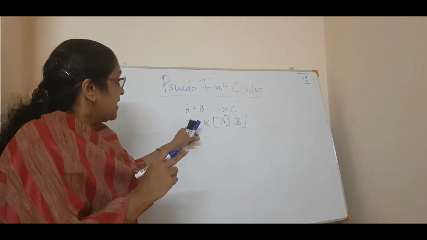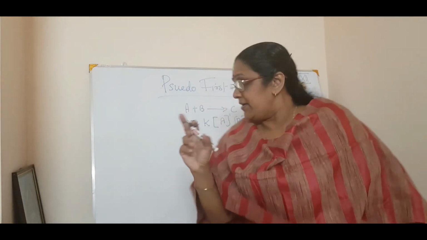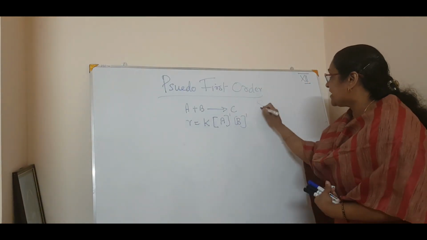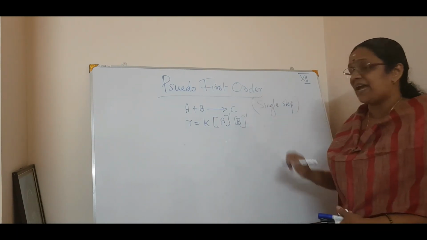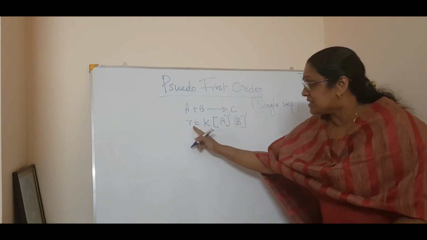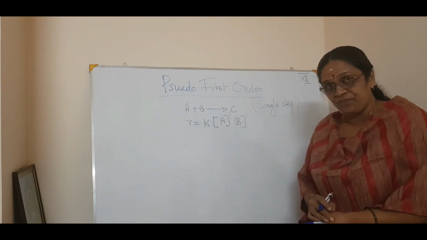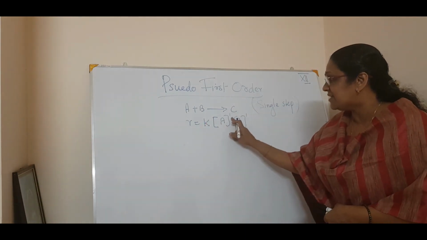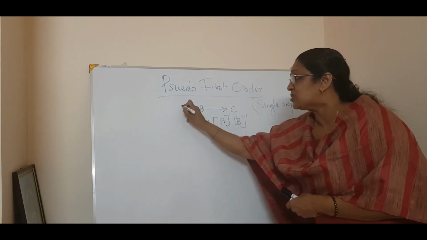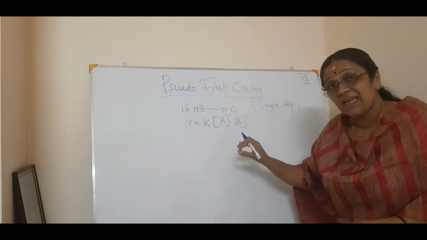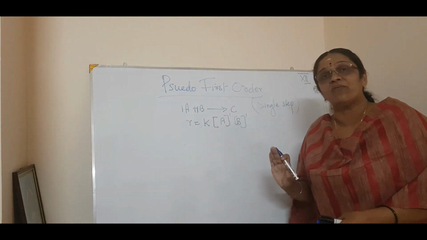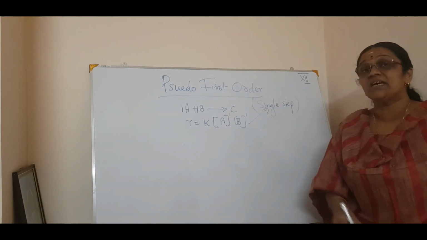That means here, very very important, in an elementary reaction or a single step reaction, the rate is equal to k times the concentration of A to the power 1. That means the power will be exactly equal to the stoichiometry of the reaction in the case of a single step reaction.